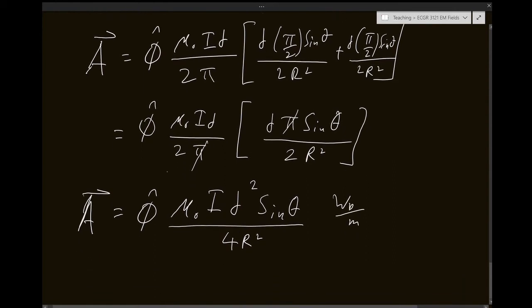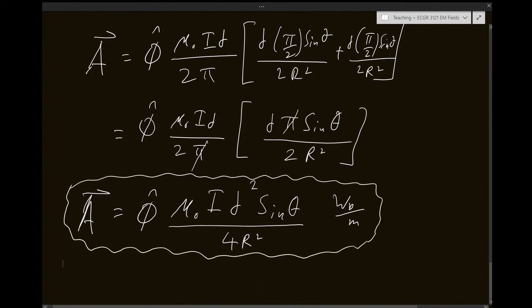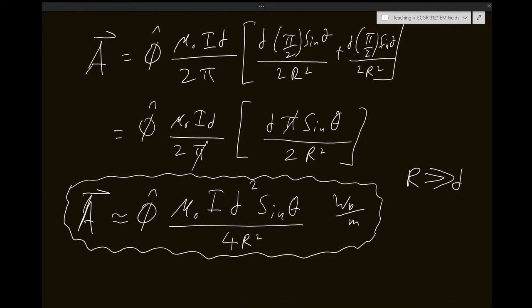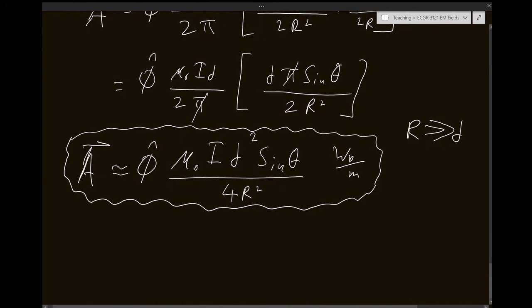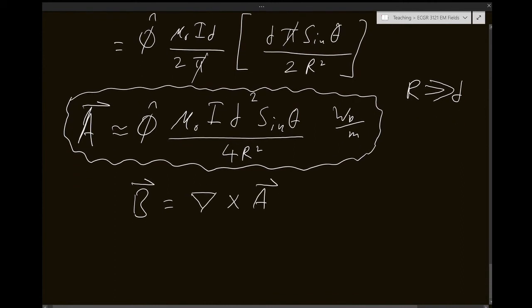And this is the approximated result. This is approximate, of course, but it's a very good approximation as R gets much larger than D. Okay, so this is the magnetic vector potential for the magnetic dipole. What's the magnetic field? It's just going to be the curl of A, right? I mean, that's how we get from A to B. Our end goal is B, the magnetic field due to the dipole.